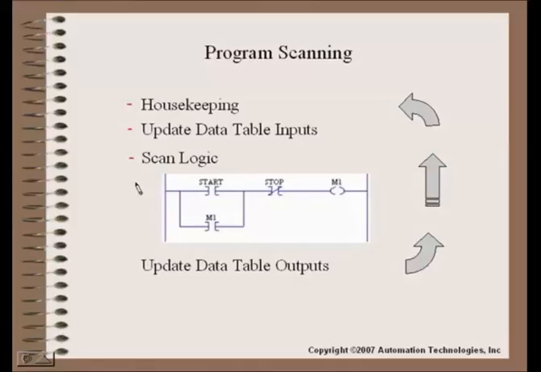Then it goes through a scan of the logic. There are different ways that different processors will work on the logic. Most will scan from left to right, and when you get into a branch situation like this, obviously there are slightly different methods there too. I'm not going to go into that, but the main thing to realize is that it starts at the top, goes down to the bottom, and works through your logic. Then finally, when it's done working on the logic, it updates the data table outputs, and then it goes back to the beginning and starts the whole process over again.